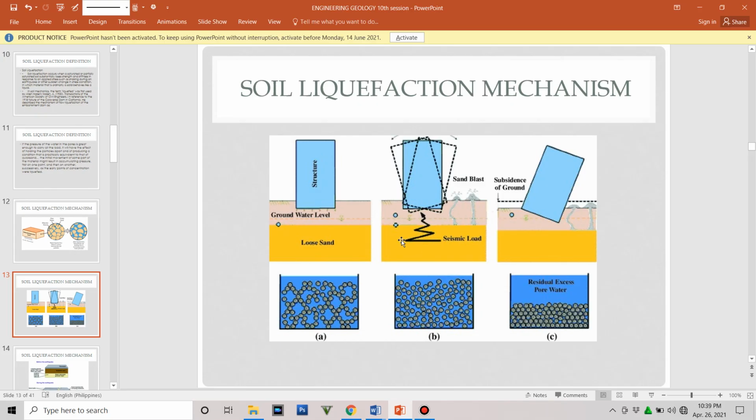And what will happen? Maglulusaw yan. Okay. So yung compacted sand dito, maglulusaw. Because tumaas nga yung ibang volume ng lupa. And then, mapupuno na ng tubig. So, mas marami ng tubig kaysa sa lupa. So, what will happen is that subsidence of ground. Malambot yung lupa. Okay?